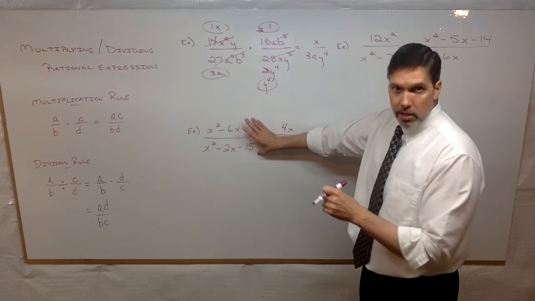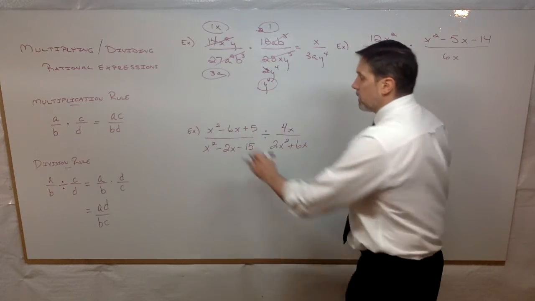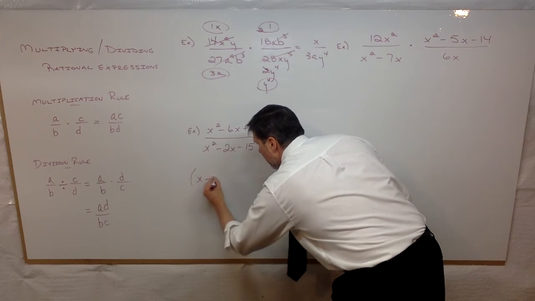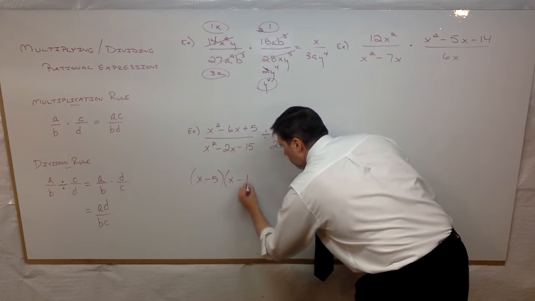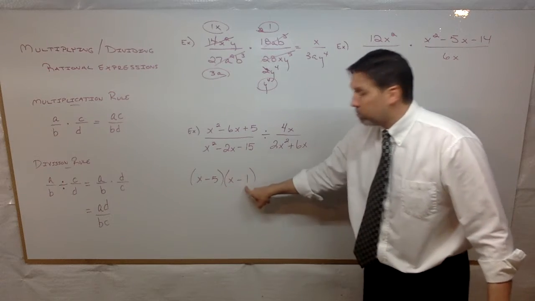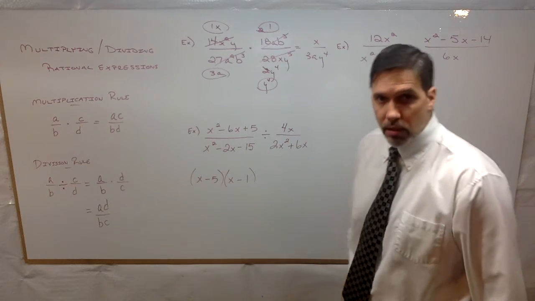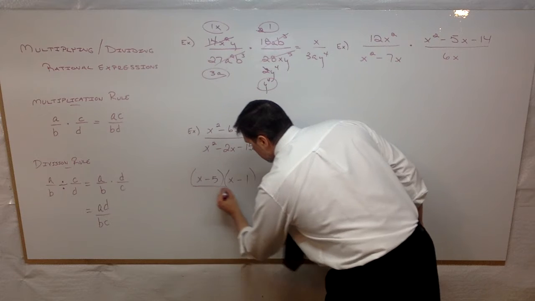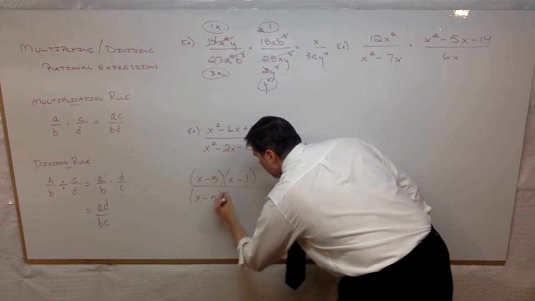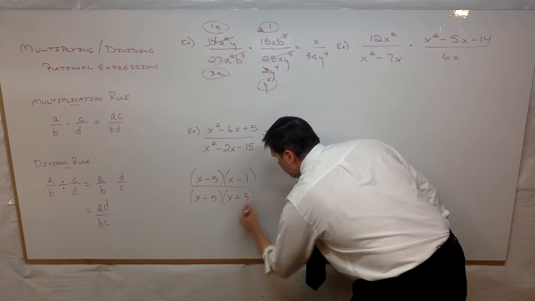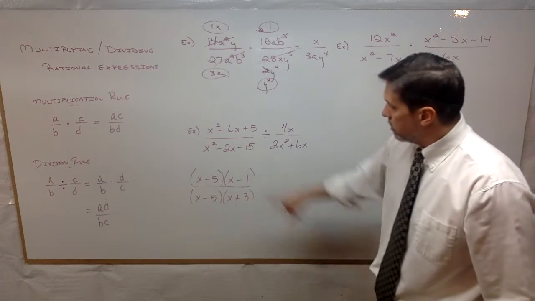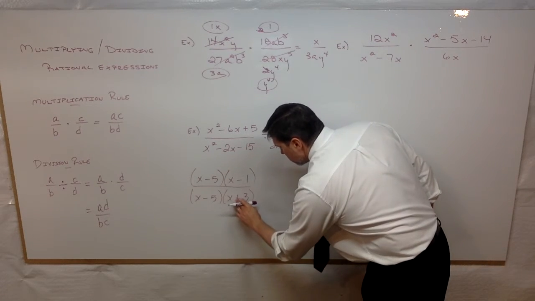This first fraction is going to stay the same, but as far as factoring, x squared minus 6x plus 5 factors into (x minus 5)(x minus 1). Negative 5 times negative 1 is positive 5. Negative 5 plus negative 1 is negative 6. Right, just unfoiling. The denominator, I believe, would be (x minus 5)(x plus 3). Again, negative 5 times positive 3 is negative 15. Negative 5 plus 3 is negative 2. A little better job there.